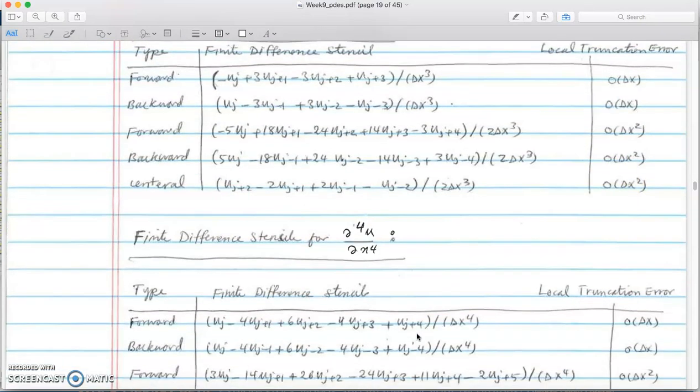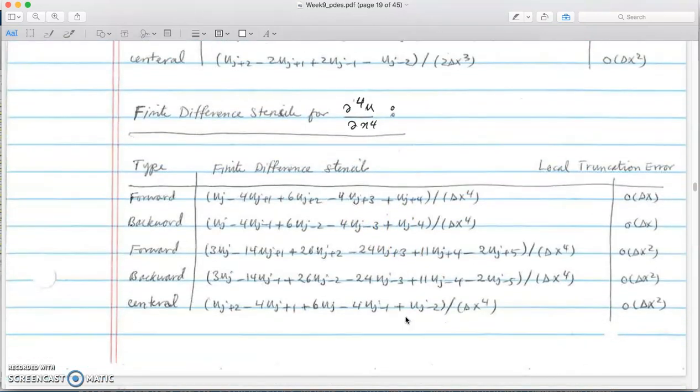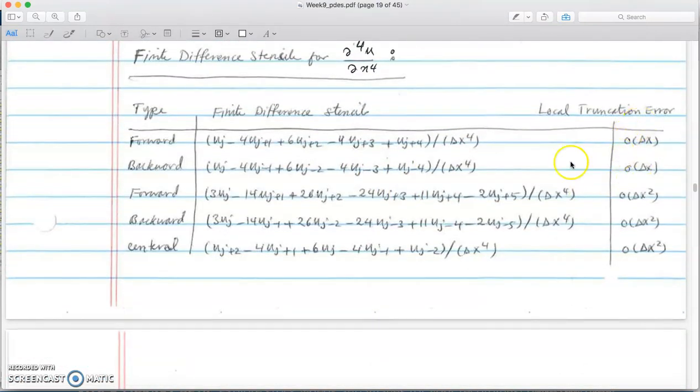Here is a table for fourth order derivative in space. These are useful sometimes because if you run into a fourth order differential equation, you want to use these discretizations. Again, for first order, we have forward backward Euler, and then forward backward central for second order in space. You can actually change these for time derivatives. In case you have second order or first derivative in time, you can just replace x by t.